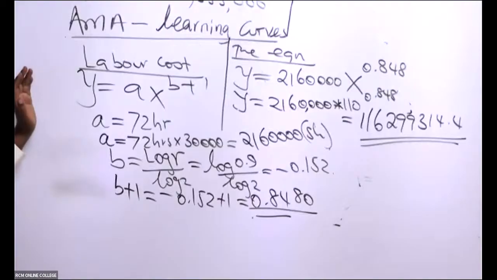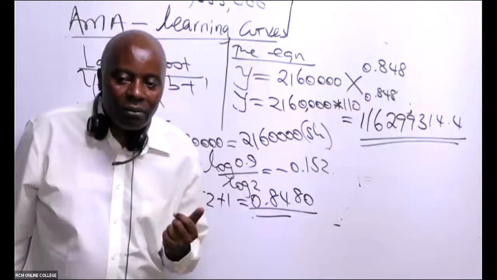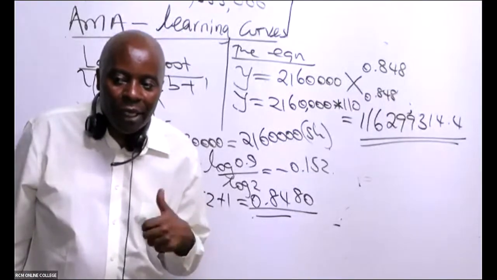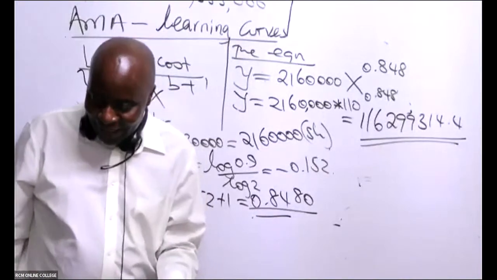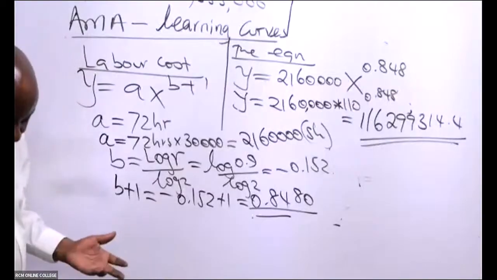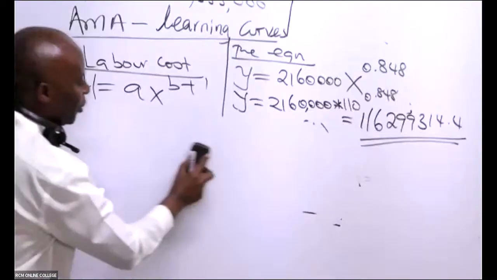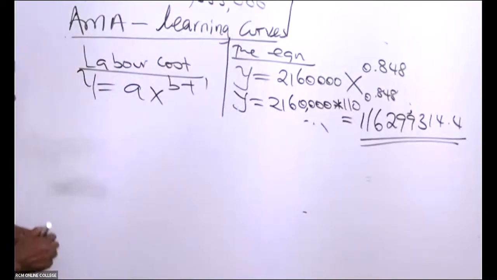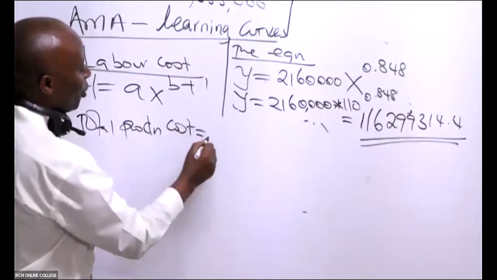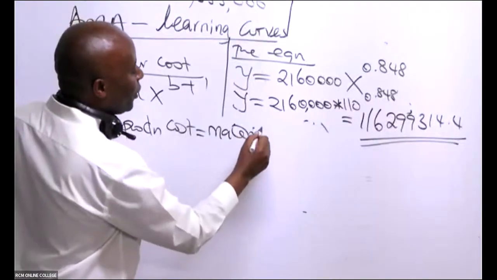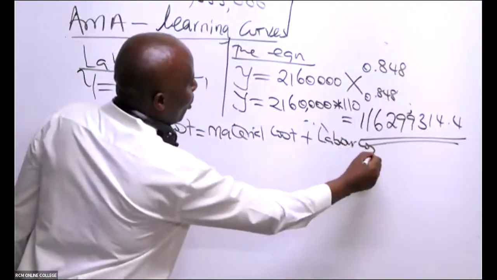So have we finished this question really? With these labor hours and labor cost, have we produced a car? No. To produce a car, we need labor cost and materials. So give me the total cost of producing a car. Total production cost is material cost plus what here, somebody? Plus labor cost, isn't it?